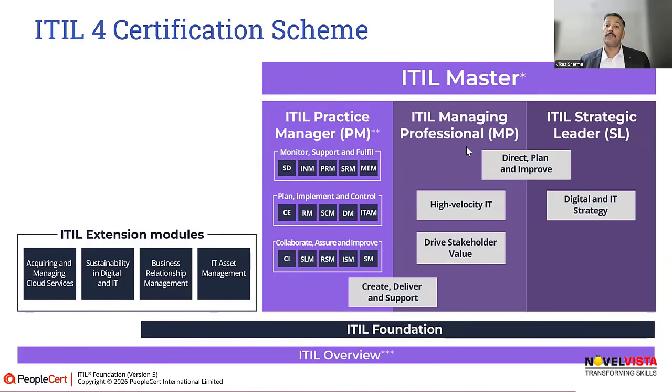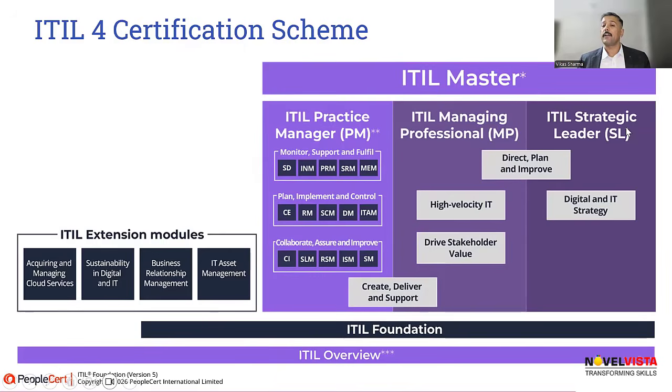Now for ITIL 4 managing professional, you had to complete 4 certifications, and that was create, deliver, and support, drive stakeholder value, high velocity IT, and direct, plan, and improve. If you complete these 4 certifications, you become ITIL 4 managing professional. Now, if you're done practice manager, means your create, deliver, and support is already completed. If it is already completed, you don't have to repeat that. So then you just go for other 3 and you get the ITIL managing professional also.